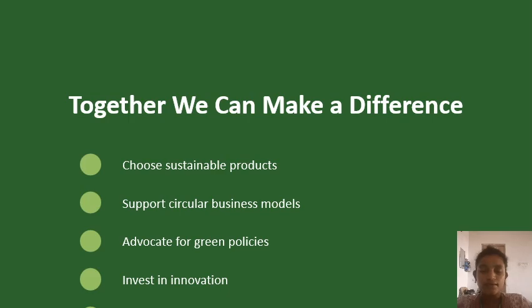Together we can make a difference. Which type of product will we use, as we learned in the slides? First, choose sustainable products in our daily usage. Then support circular business models. Then advocate for green policies. Then invest in innovations in sustainable products.